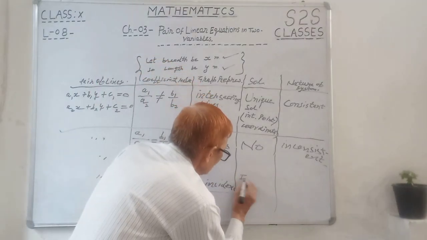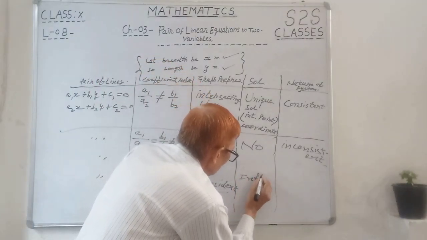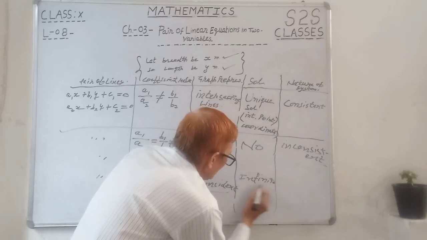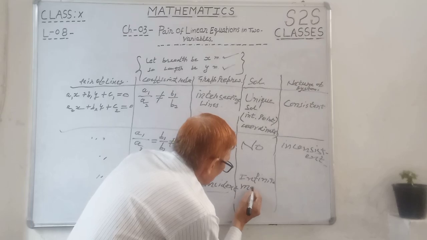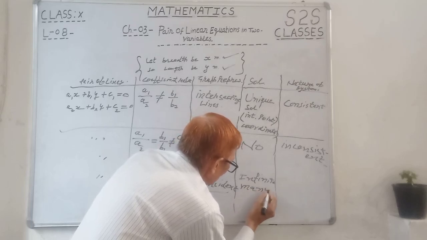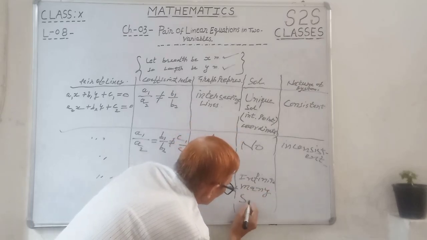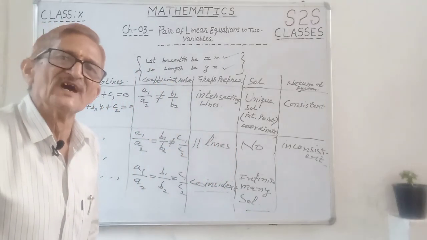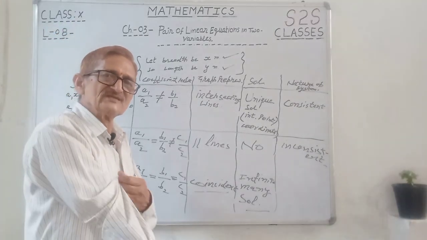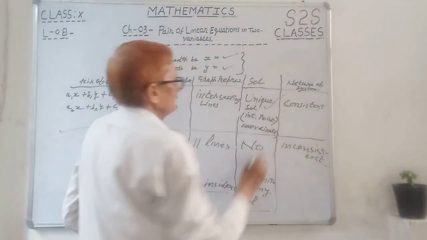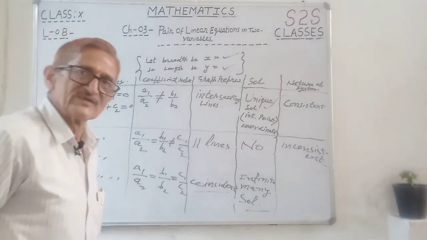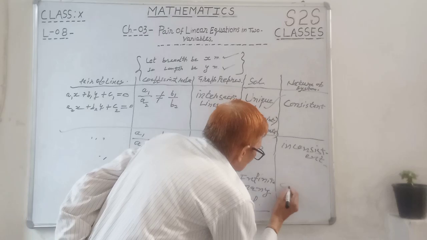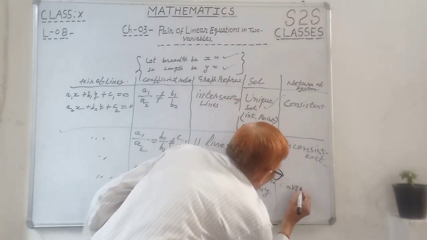Then infinitely many solutions. Lots of values of x and y will be there, infinite values, in this third case. So a unique solution occurs only in the first case, exactly one value of x and one value of y. Here it is inconsistent in the second, and again consistent in this. That is the name of the system.